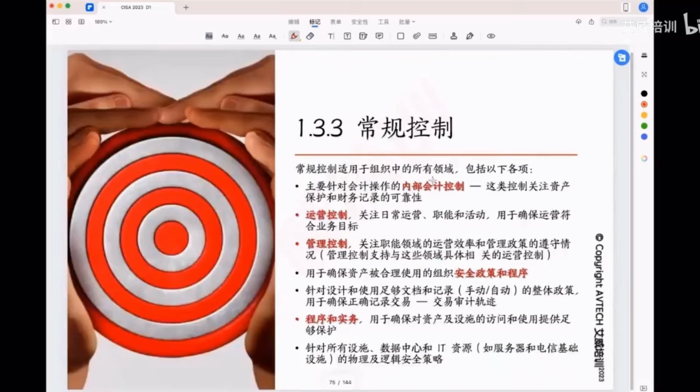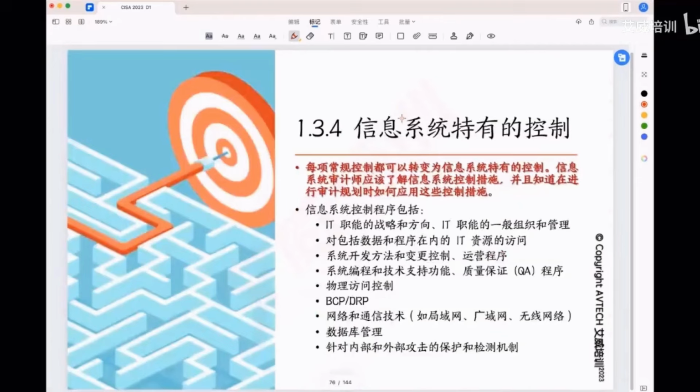Regular controls. For regular controls, let's look at the organization's routine measures. Financial, operational, managerial, right? These various dimensions, re-engineering and practices, etc. This part isn't crucial. New system-specific controls. These are the new system-specific control measures. Also covered in Chapters 2, 3, 4, and 5, right?